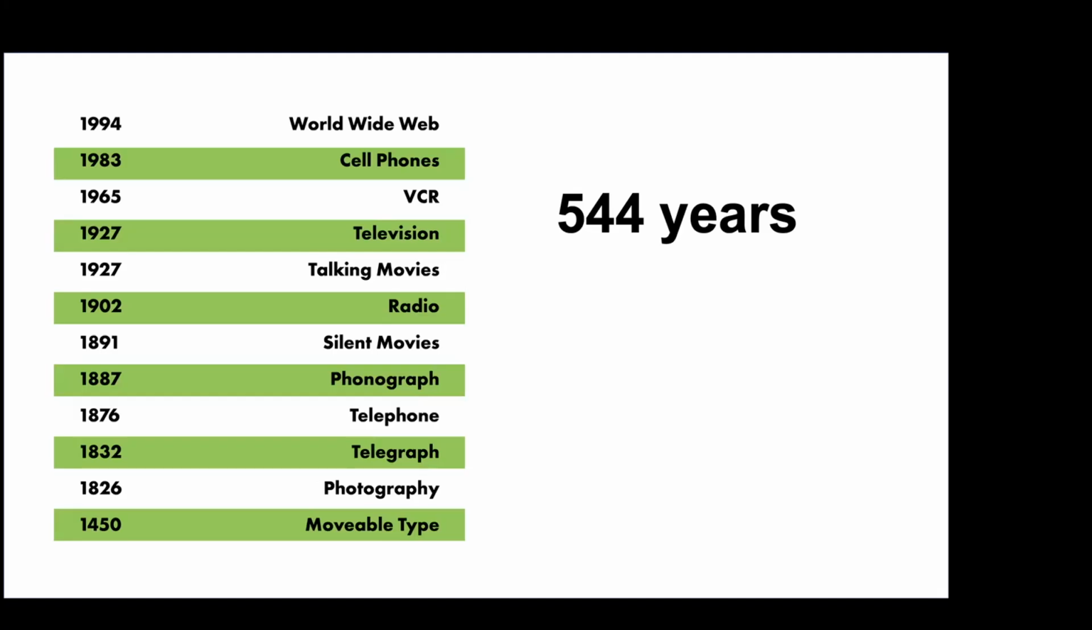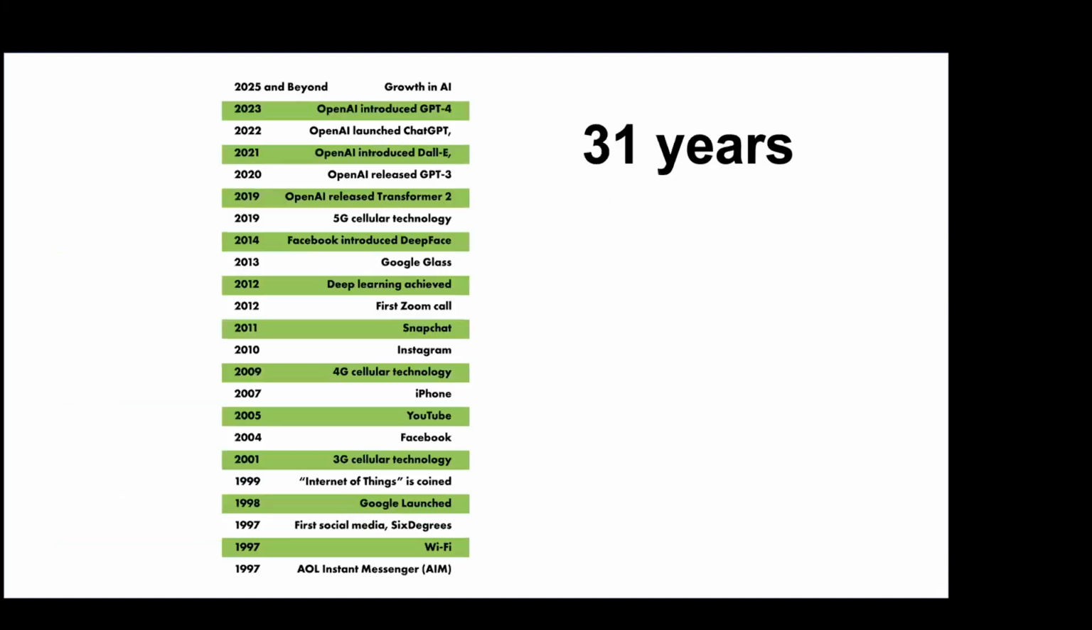But now, let's take a look at the timeline between the web in 1994 until today. That's 31 years. Everything is getting faster and faster and faster. And I'll bet you in 10 years, in 5 years, that everything that we have today is going to be obsolete because that's how fast technology is going.